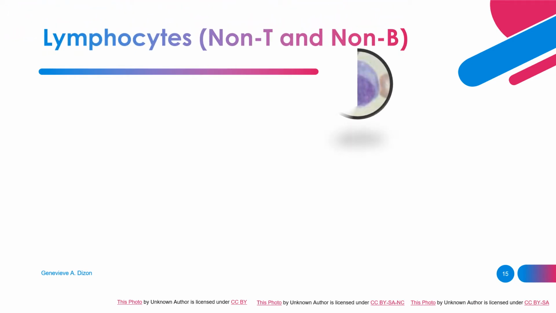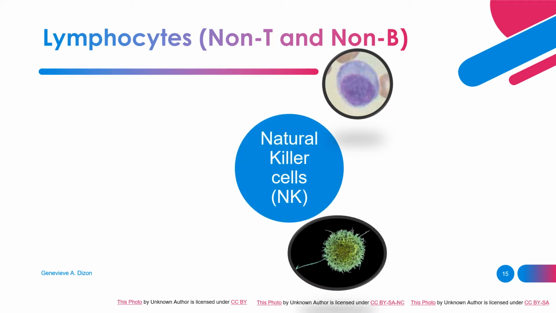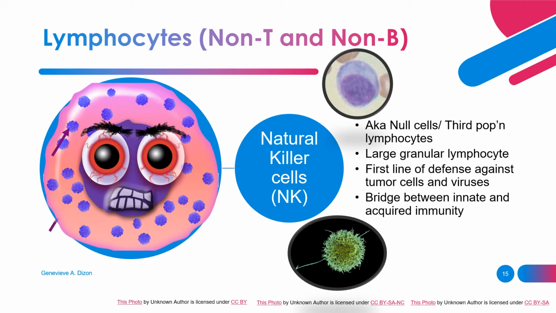The last type of cells in the second line of defense are the lymphocytes, the non-T and the non-B lymphocytes. Again, these are lymphocytes but not the T lymphocytes and the B lymphocytes that we know or that are involved in the third line of defense. The first non-T, non-B lymphocyte of the second line of defense is the natural killer cells or the NK cells. These cells are also known as null cells or third population lymphocytes. They are large lymphocytes with granules. They are considered as the first line of defense against tumor cells and virally infected cells, and they bridge the gap between the innate and the acquired immunity.